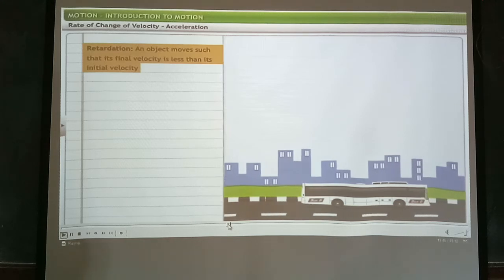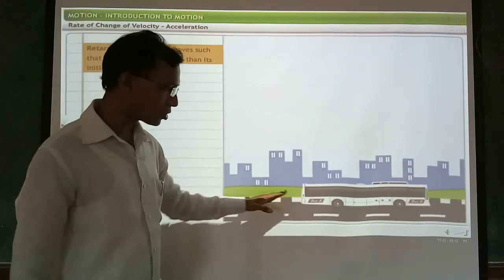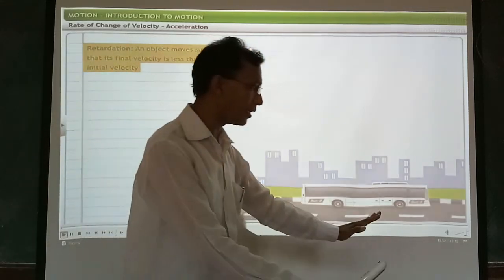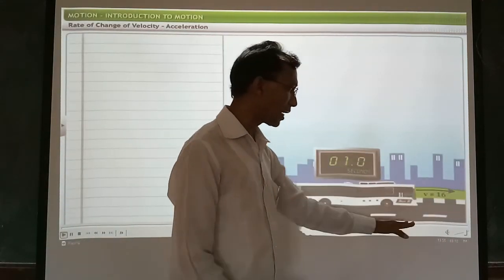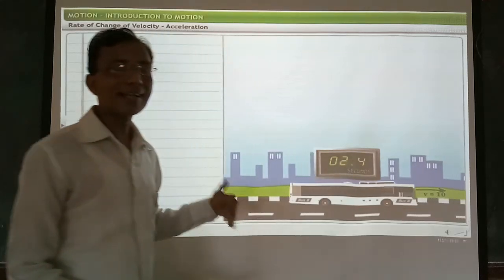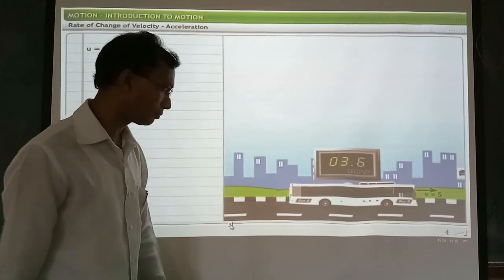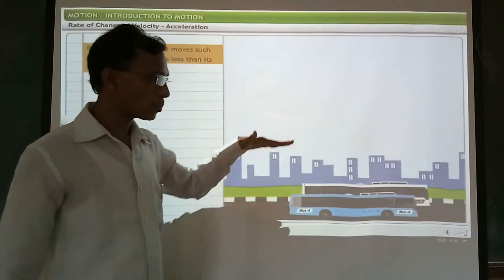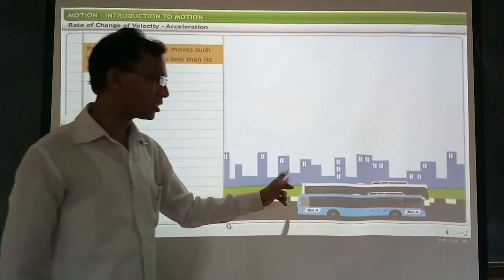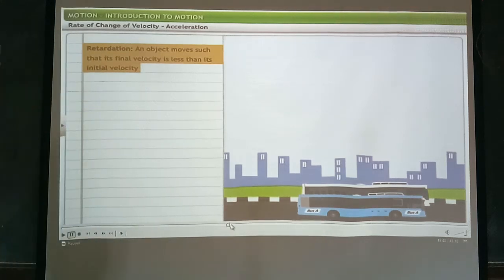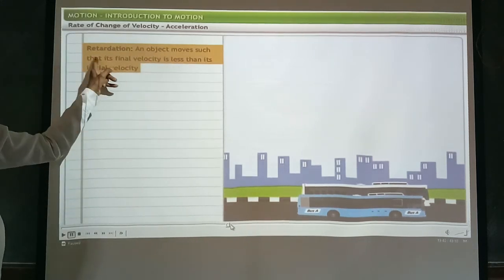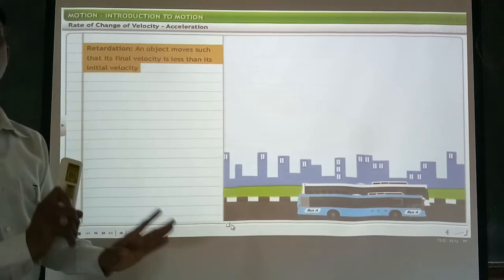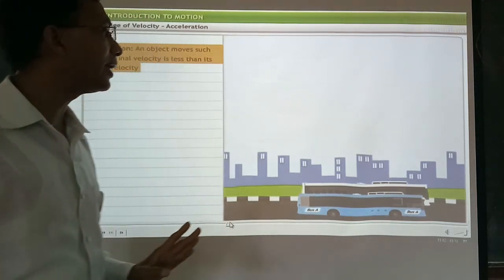Now we discuss retardation. A bus is at the starting point. Now the driver applies the brakes. The speed is decreasing, and after some time it stops. So it is an example of retarded motion. By applying the brakes, the speed is decreasing, so it is also retarded motion. When an object moves such that its final velocity is less than its initial velocity, it is retarded motion.